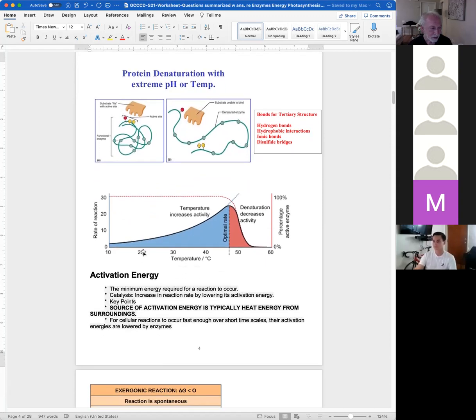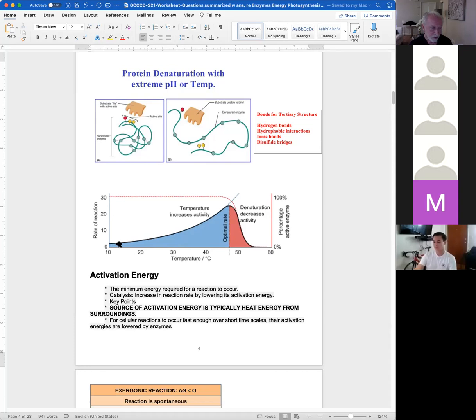And I put this graph in. There were a couple of questions about how you read a graph, so I'd like to reiterate that. On the y-axis is the rate of reaction. That's the speed with which substrate is converted to product. And on the x-axis is temperature, increasing from 10 degrees to 60 centigrade.